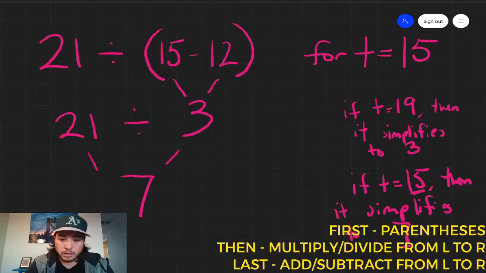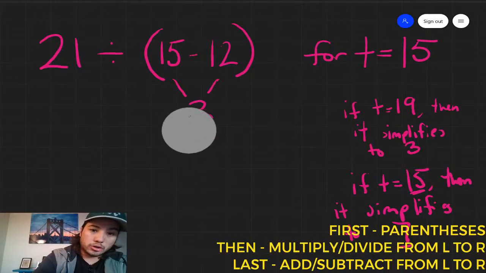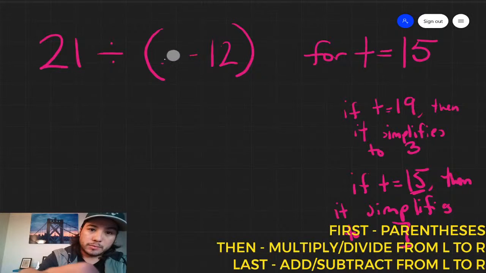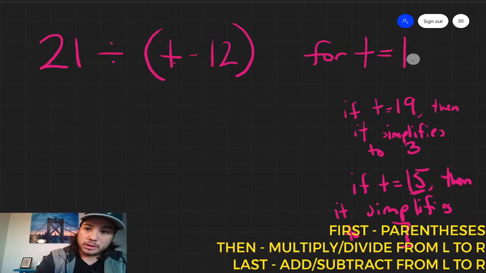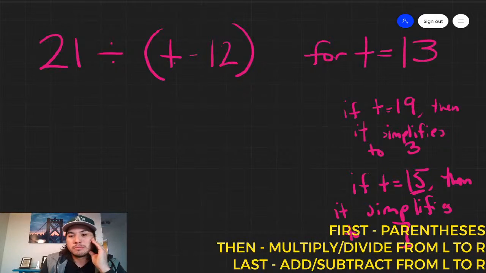So if we put in a variable that was less than 15, would we end up with a larger, greater answer when we simplified it? What if we did something like, let's make a smaller variable, t equals 13. When we simplify it, is it going to be larger than 7?